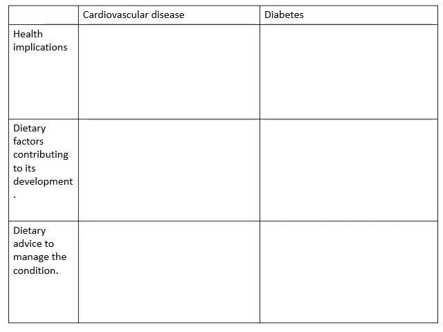So here is a copy of the summary table we want you to complete. We are focusing on cardiovascular disease and diabetes. For each one, you need to give any detail you can about the health implications, the dietary factors contributing to its development. So if there's anything particular about diet and what we eat and consume that might make us more likely or less likely to have this problem. And then finally, any advice about diet that could help to manage the condition and manage their health.